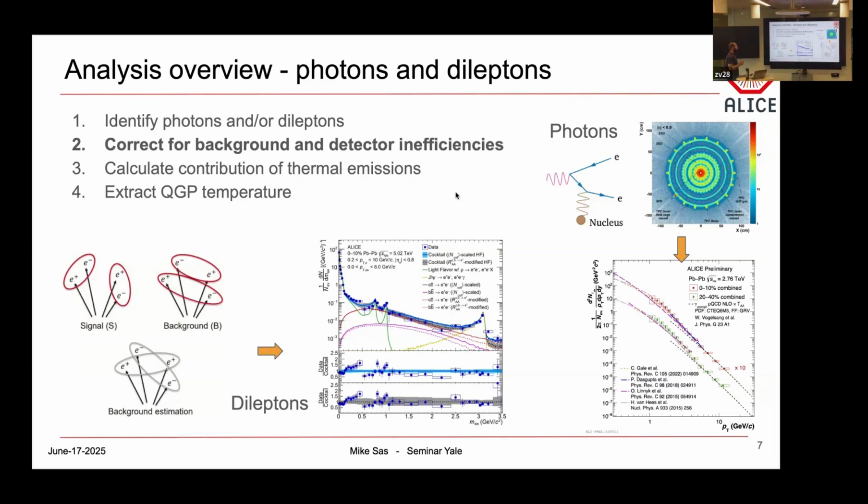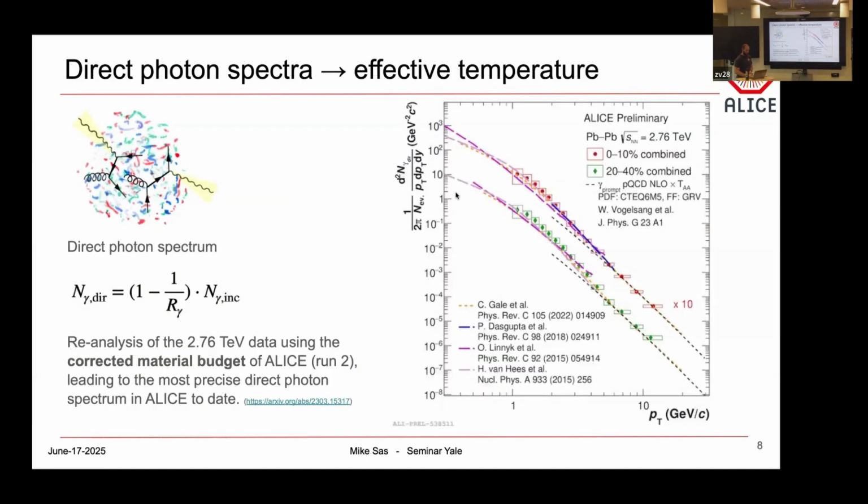Then once you've done that, you obtain your spectra, which is for dileptons something like this versus invariant mass, or for photons versus pT. And you can calculate the contribution for your thermal emissions. And then you can extract the QGP temperature. And I'll also go a bit more into how that works.